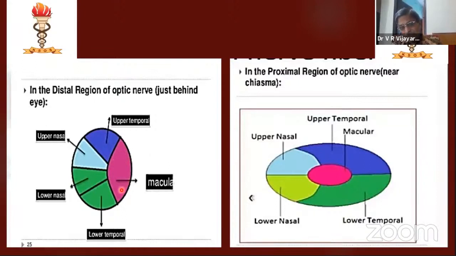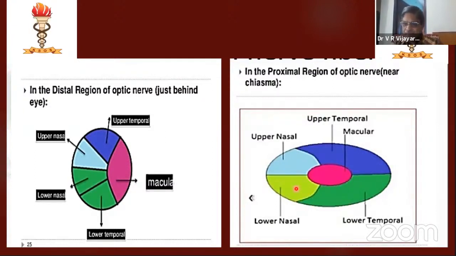See now, at the level of the disc, what's the arrangement? This is the temporal portion. This is the macular fibers. Then upper temporal, lower temporal, and we have upper nasal, lower nasal fibers. As you go towards the chiasma, the macular fibers come to occupy the central area. That means towards the chiasma, the macular fibers are in the center of the optic nerve. Never forget this. It's a very important point.